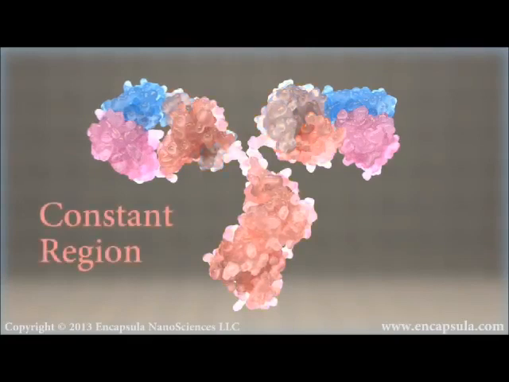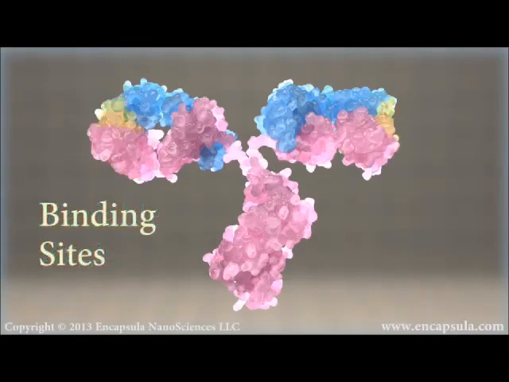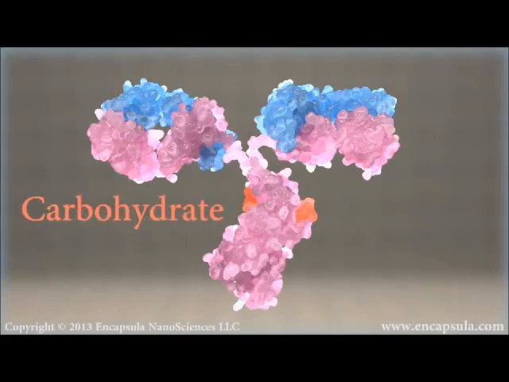The constant region is identical in antibodies of the same isotype but differs in antibodies of different isotypes. The tips of each Y arm are known as the variable regions and are antigen binding sites. Each antibody has to have a specific shape in its variable region in order to bind and identify its antigen. Each antibody also contains 2 carbohydrates within the CH2 domain that act to stabilize the structure within the immunoglobulin G molecule.